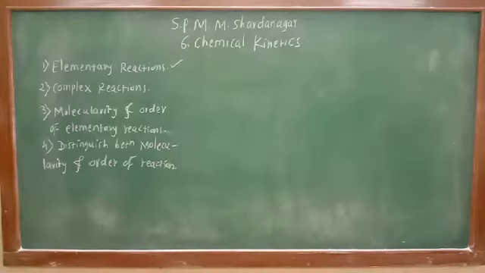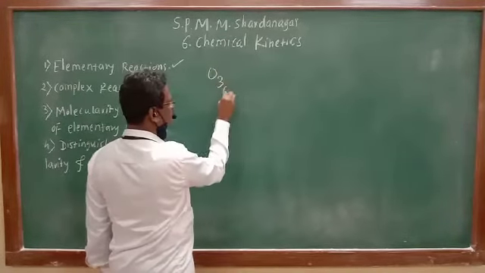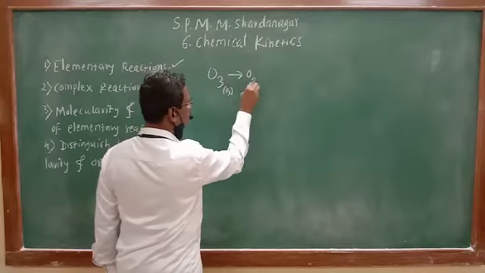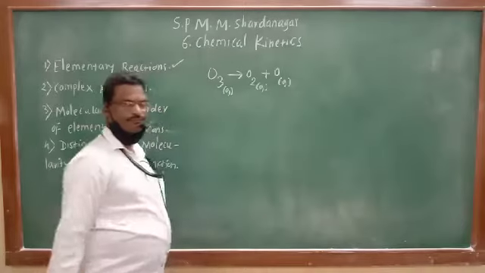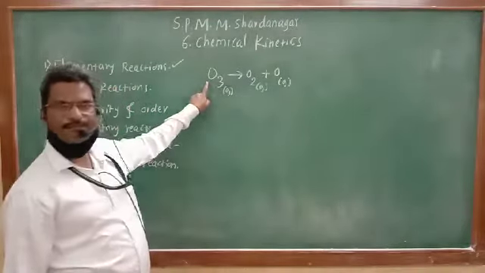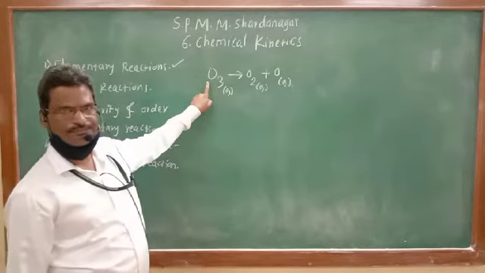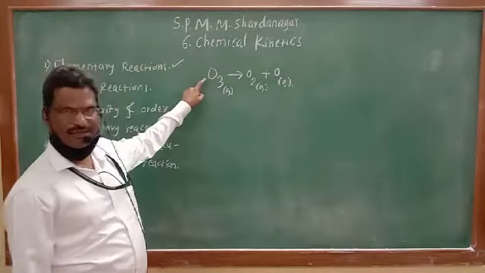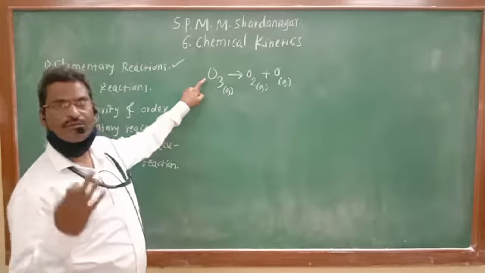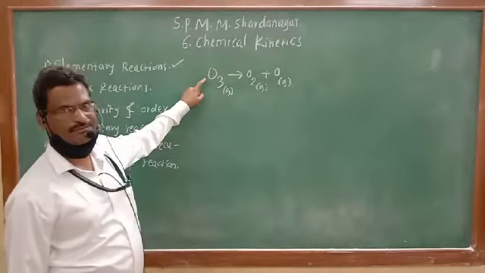Let us see the example. The reaction of O3 gas producing O2 gas and O gas. This is taking place in only one step. Single step reaction. Simplest reaction. So it is known as elementary reaction. It cannot be broken down into a series of reactions. It is a one step reaction.